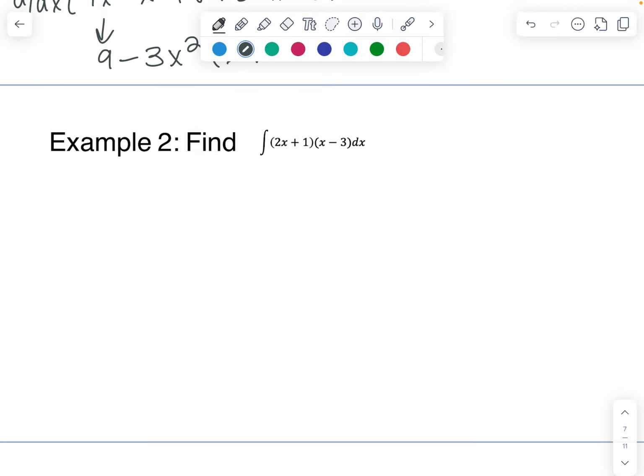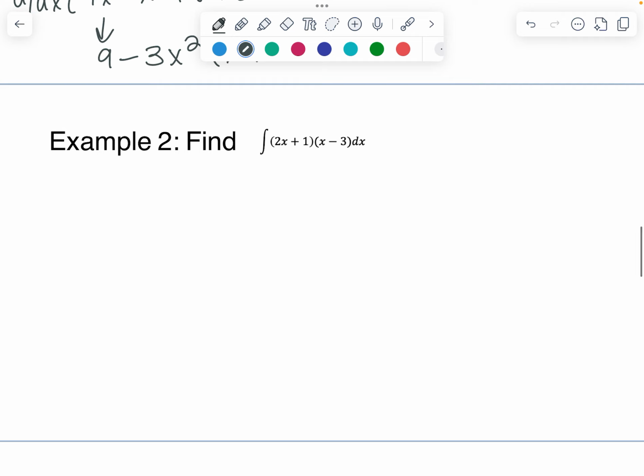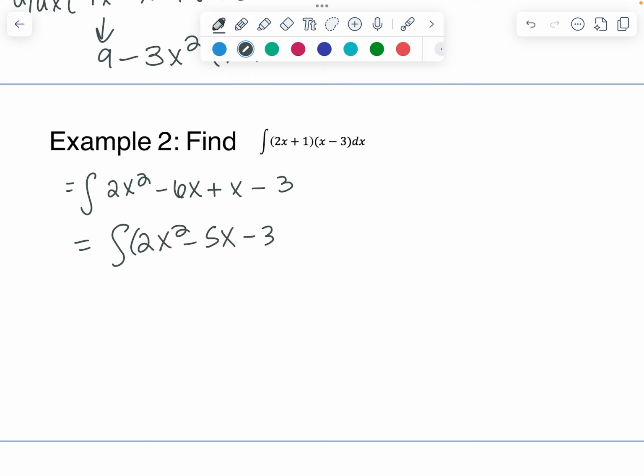So for this one, earlier I said there's no product rule, and so you could look at this problem and say, oh, there's nothing to do. Well, you can handle this because you could just get rid of the multiplication by distributing. So the first thing I'm going to do is distribute to get rid of this multiplication so I can find its antiderivative. So I'm doing 2x times x, getting 2x squared, 2x times negative 3, I'm getting negative 6x, 1 times x is 1x, and then 1 times negative 3 is negative 3, and then I'm going to simplify that first. So I'll get 2x squared minus 5x minus 3, and then dx.